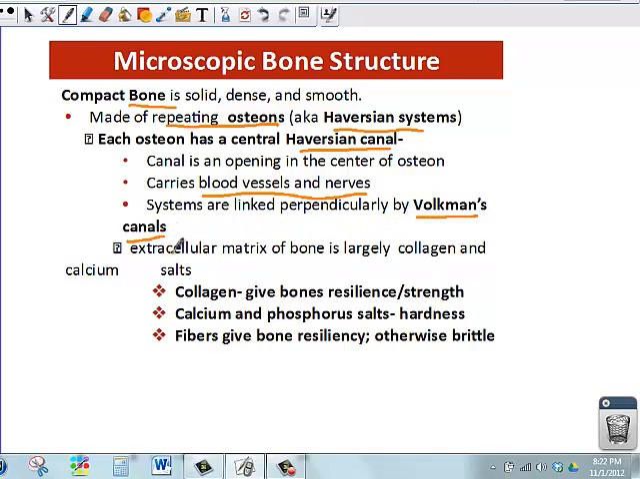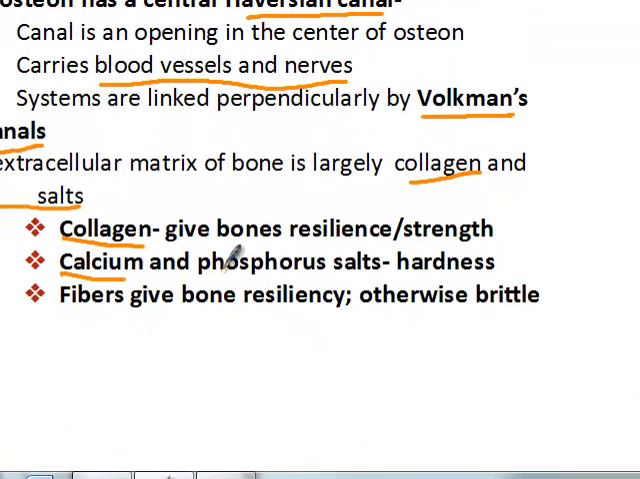Bone itself is made of extracellular matrix of collagen and calcium salts, and each of these has a specific function that all add up to give bone its characteristic feel. Collagen gives resilience and strength, calcium and phosphorus salts give it its hardness, and fibers are built into the bone to give it even greater resiliency. Otherwise the bones become brittle, and you'll see this in people with osteoporosis, a condition referred to as brittle bone disease.